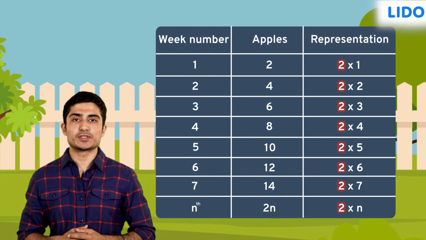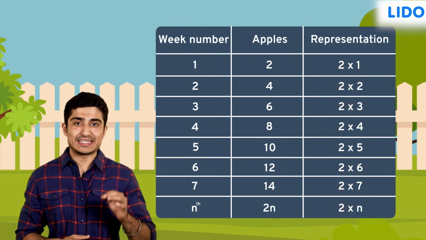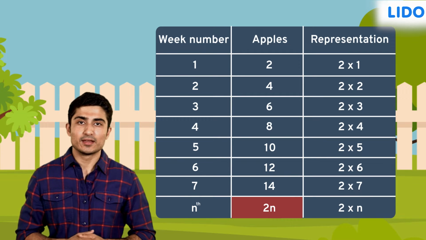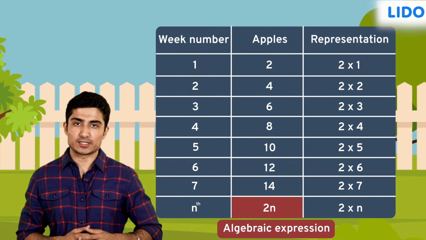We see that 2 is the constant, and to find the number of apples in the nth week, we multiply 2 with n, which gives us 2n. 2n is an algebraic expression.